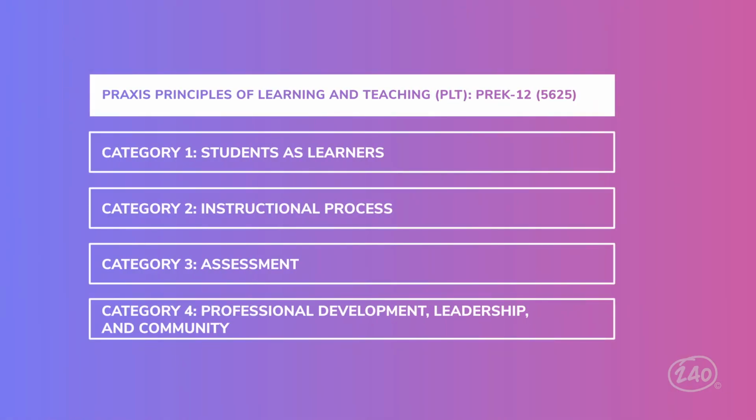Now, this Praxis Principles of Learning and Teaching exam consists of 4 content categories: students as learners, instructional process, assessment, and professional development, leadership, and community. There are 100 selected response questions on this test, and you will have 120 minutes to complete those questions. Because this test has 100 questions, you can think about each question as worth 1% of the overall exam grade. Roughly 31 questions on the test will fall under Category 1, about 30 questions will fall under Category 2, about 20 questions will be about Category 3, and about 19 questions will be under Category 4.